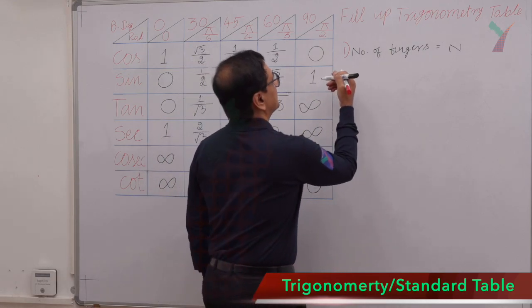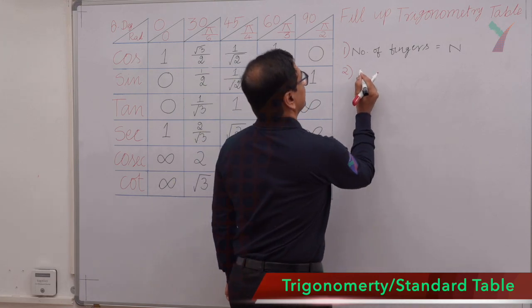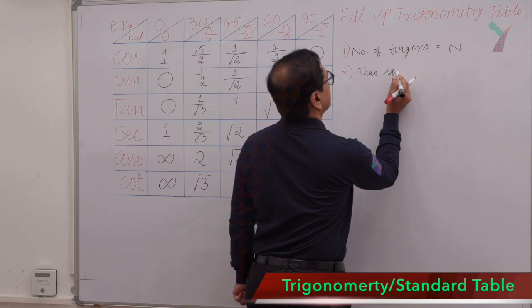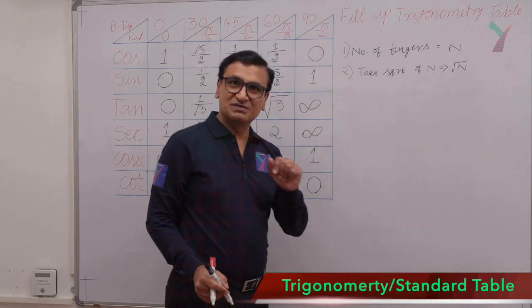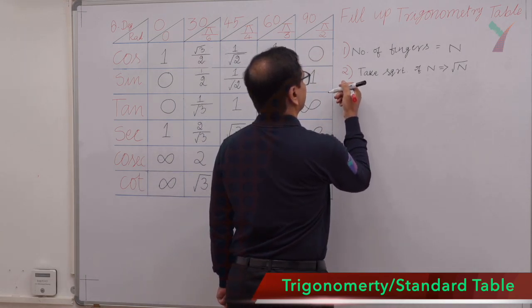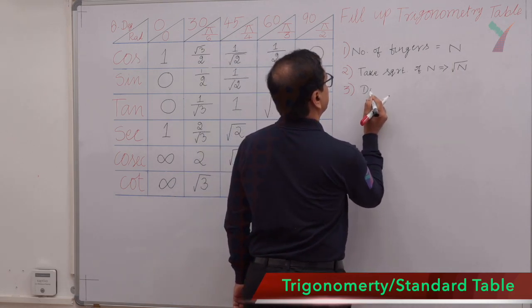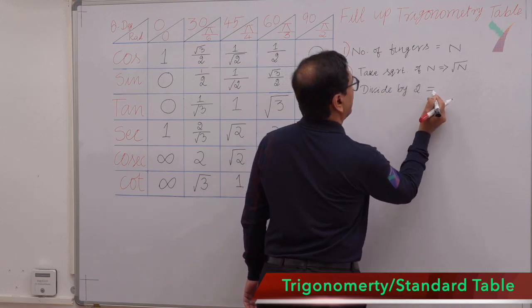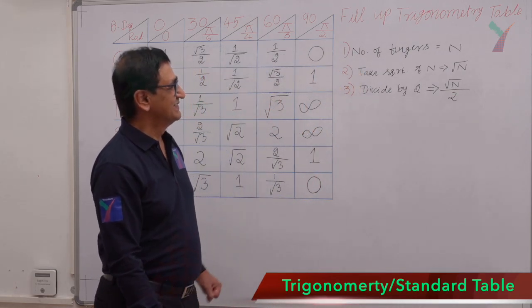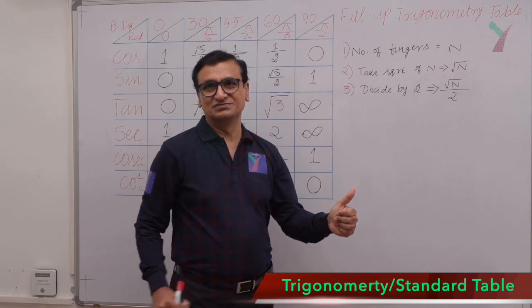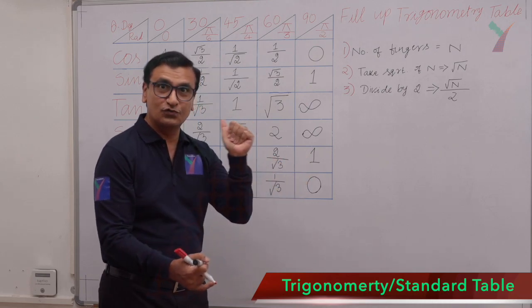Step 2. Take square root of n. Step 3. Divide square root of n by 2. Let's calculate. Cos 0. Count the number of fingers closed. 1, 2, 3, 4. So 4 fingers closed.